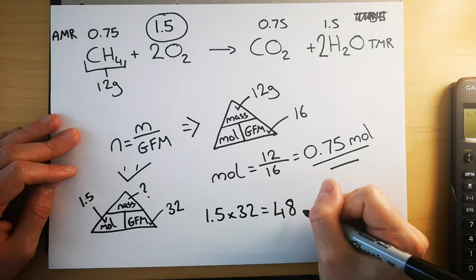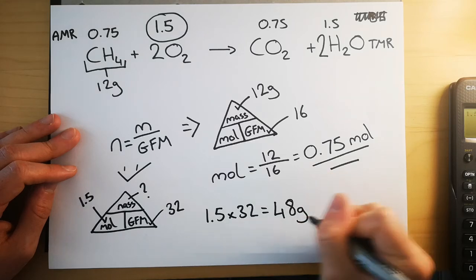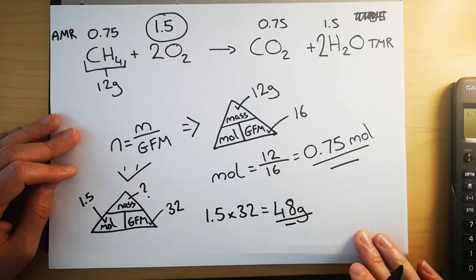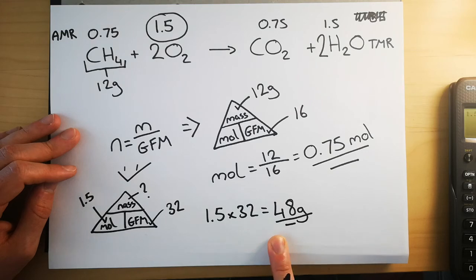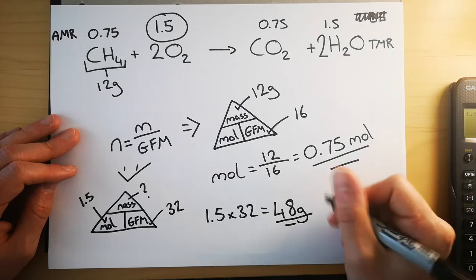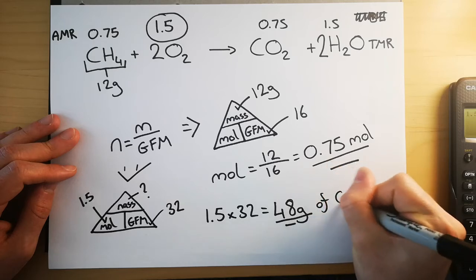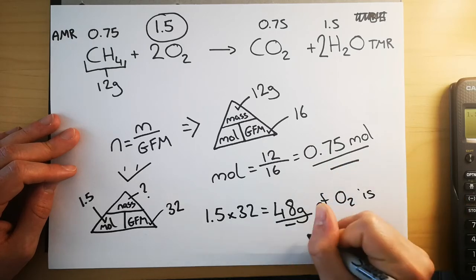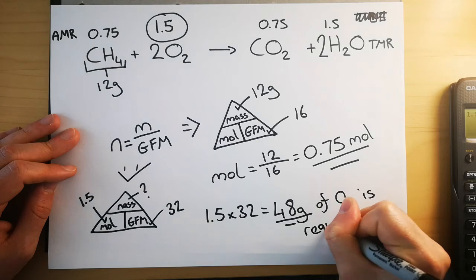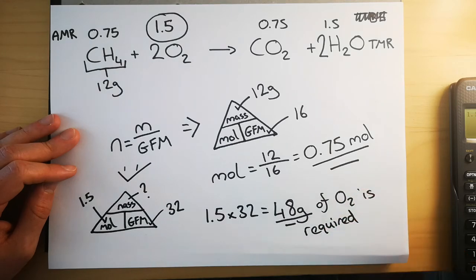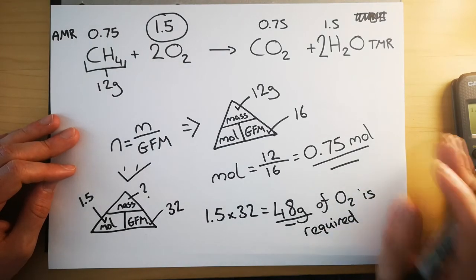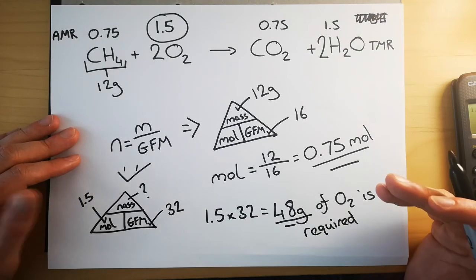Now, what's important here is that the mass is always given in grams. And I'm going to double underline that because that is my final answer, and that's the number that I want them to mark. So 48 grams of O2 is required for complete combustion.